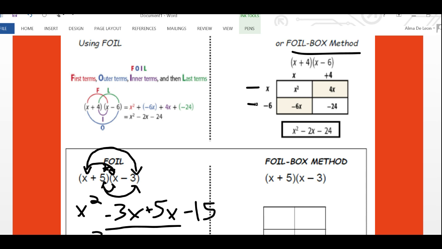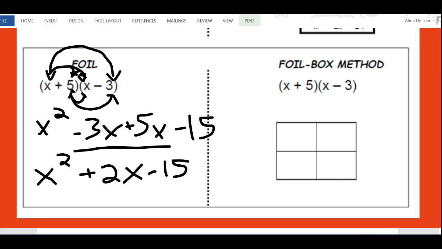And then our other parentheses also has two terms. And again, because of the two terms, that means that we're going to use two columns for each term. So we ended up with a 2x2 box that looks like this. On one side we put one binomial, and on the other side we put another binomial. Let's do an example. Okay, so let's do an example of the FOIL box method. Our example is x plus 5 in parentheses times x minus 3 in parentheses.